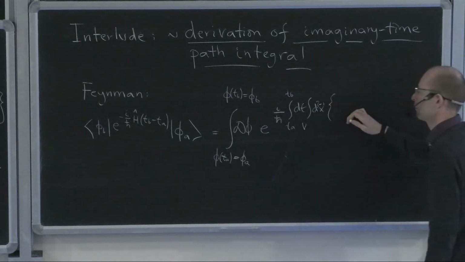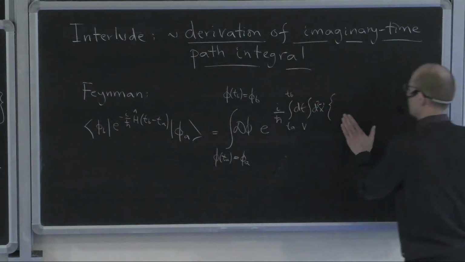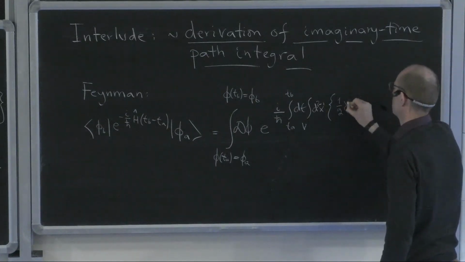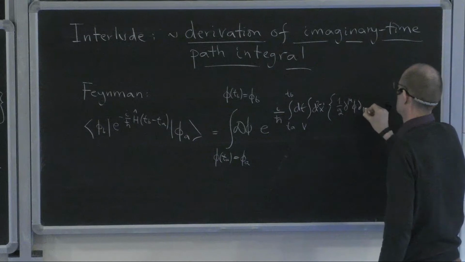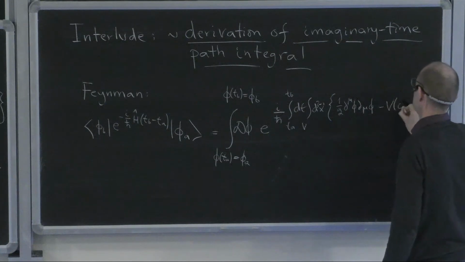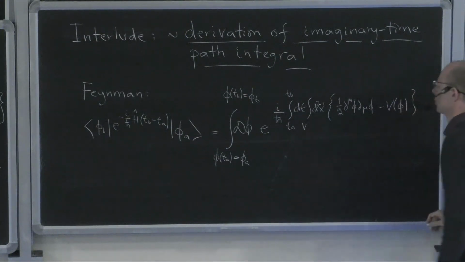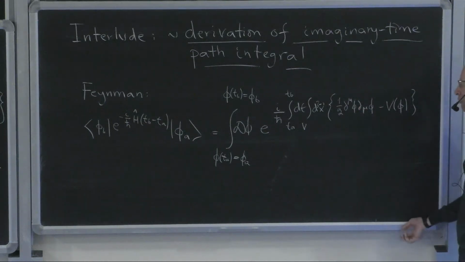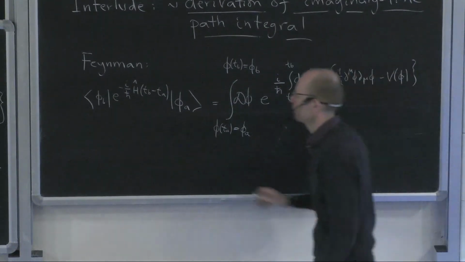And then here we have, instead of the Hamiltonian, the Lagrangian density. So for a scalar field, the kinetic terms and the potential. Okay, I'm using a metric plus, minus, minus in these lectures. So this is then the Lagrangian. So this is what Feynman tells us.